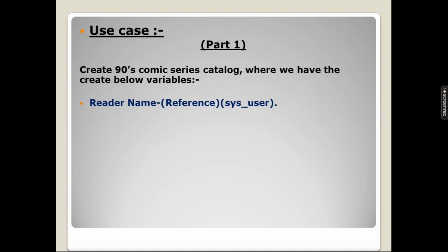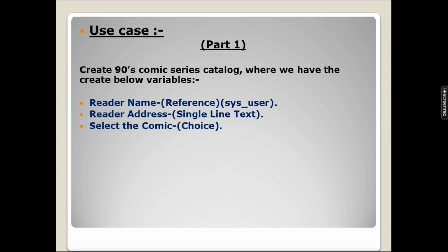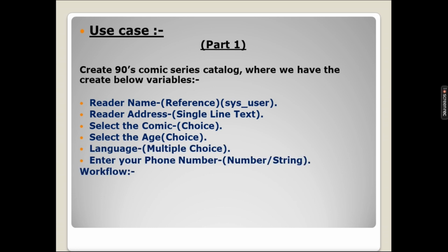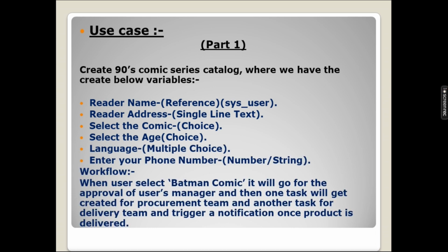So this is basically something we have already discussed. We'll directly go to this particular topic, which is your use case. What we created last time is a 90 series comic catalog item, where we have these options: reader name, reader address, select comic, select age, language, phone number, and we had a workflow. Now, according to this only, we are going to see other activities in the workflow.